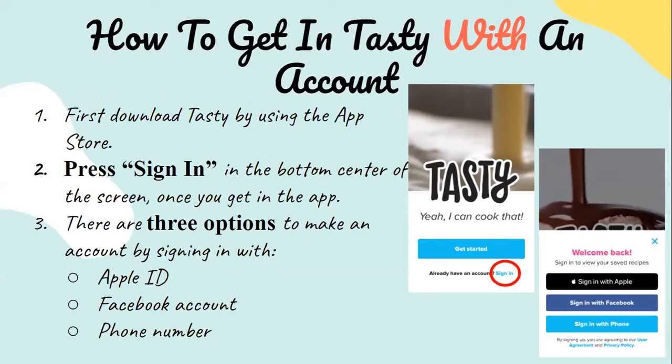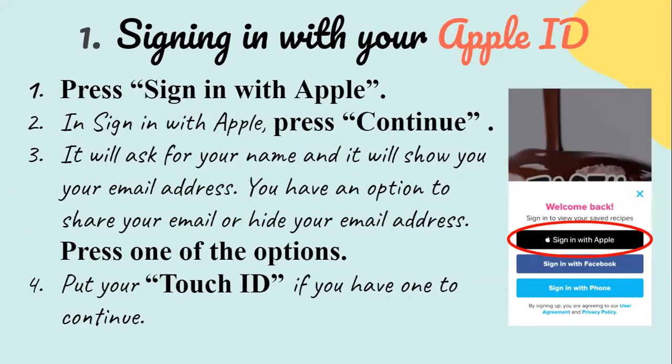So if you already have an account, once again, you start the same way. You want to go to the App Store and download the app. And once you get in the app, you want to press sign in at the bottom center of the screen. The three options to sign in are with your Apple ID, your Facebook account, or your phone number. So you have three different options. I will now be explaining each sign-in option in further detail.